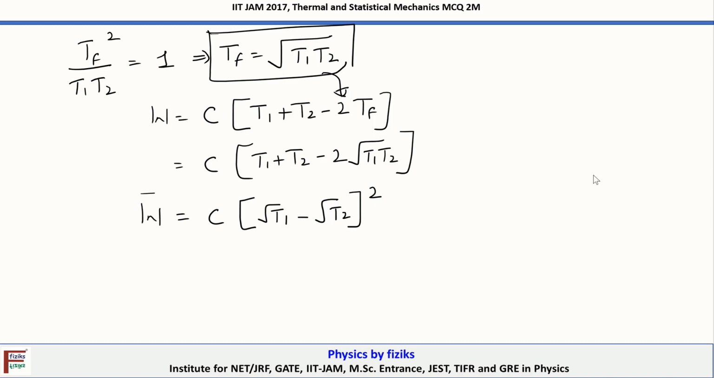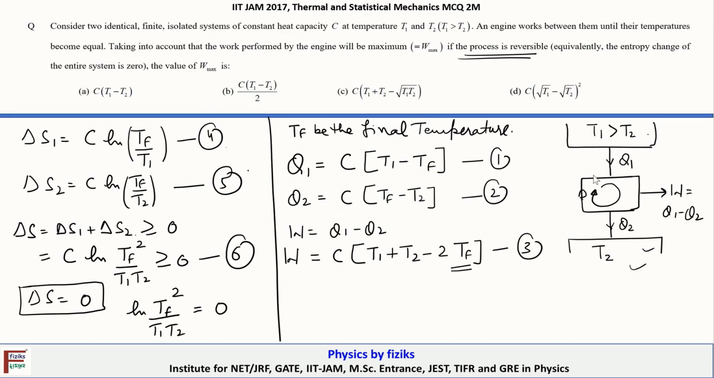That is the maximum work that we can achieve from such a system of two reservoirs, which are two finite bodies at initial temperatures T1 and T2. If you take a look at the options, option D matches with our answer, so therefore option D is correct here.